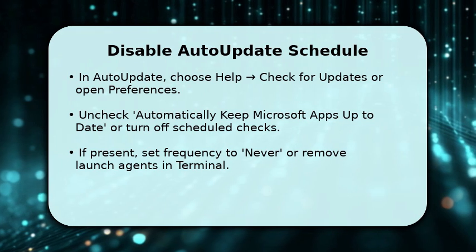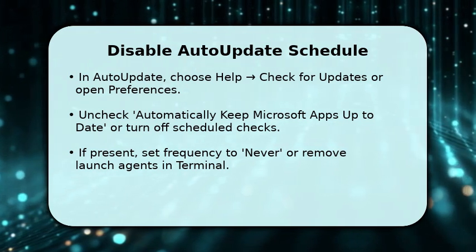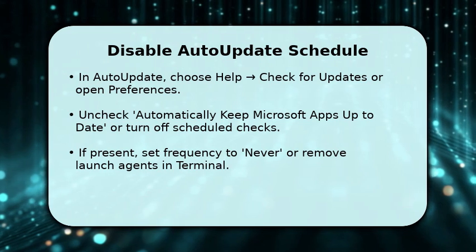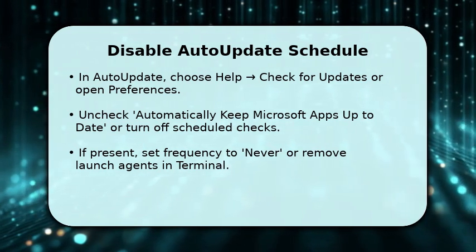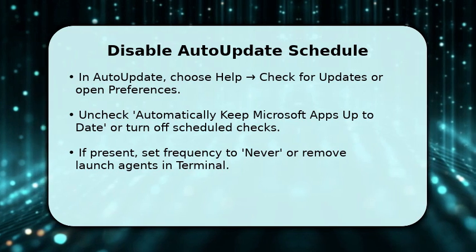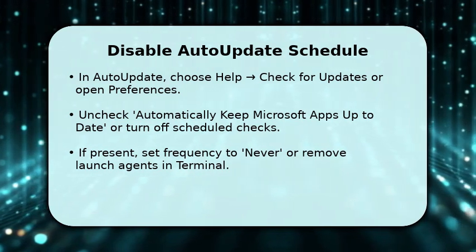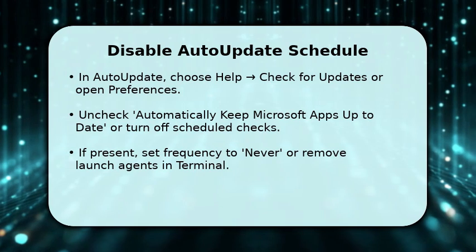Open Terminal and unload related plist files. This prevents cron-like relaunches. Be careful with sudo, you're altering system services. Once done, verify the next check date is cleared so Office won't auto-download installers.